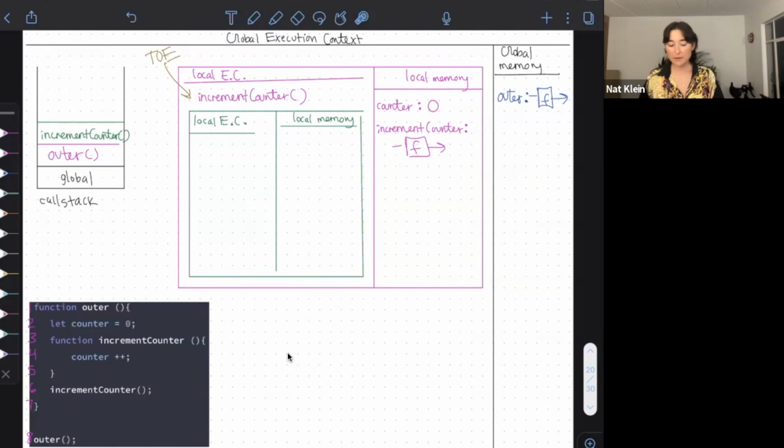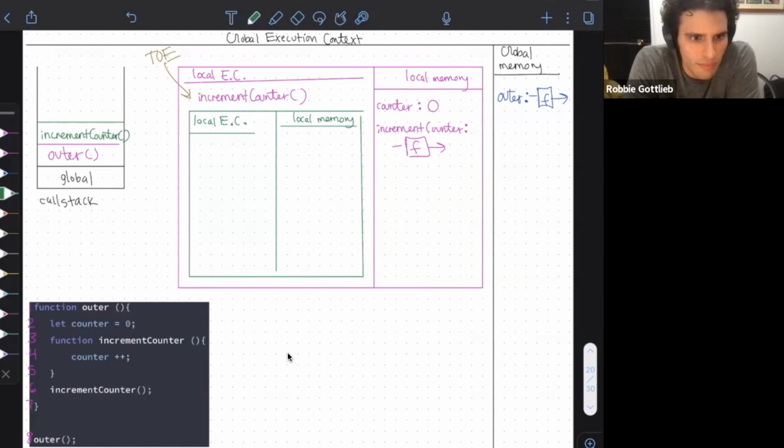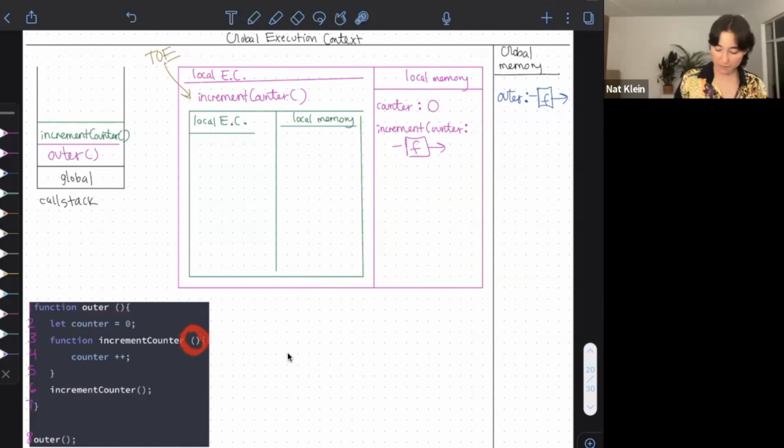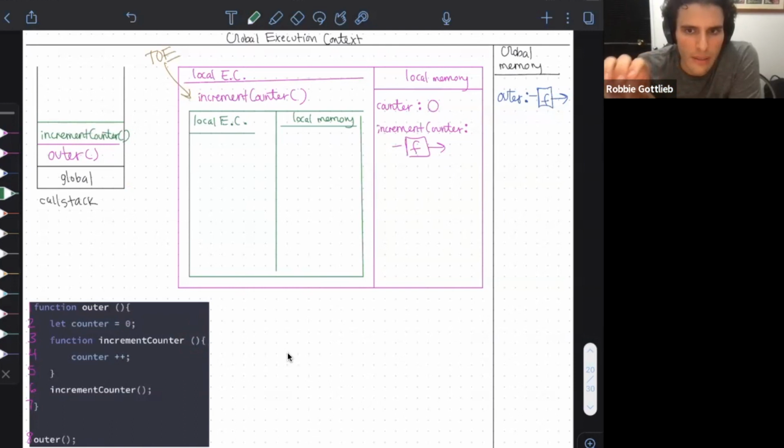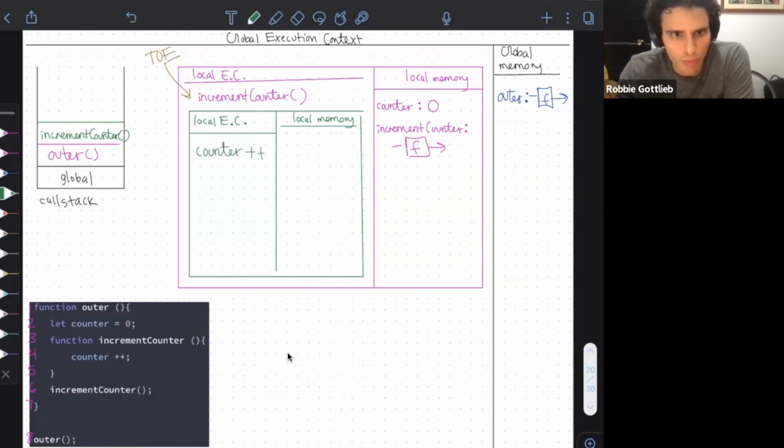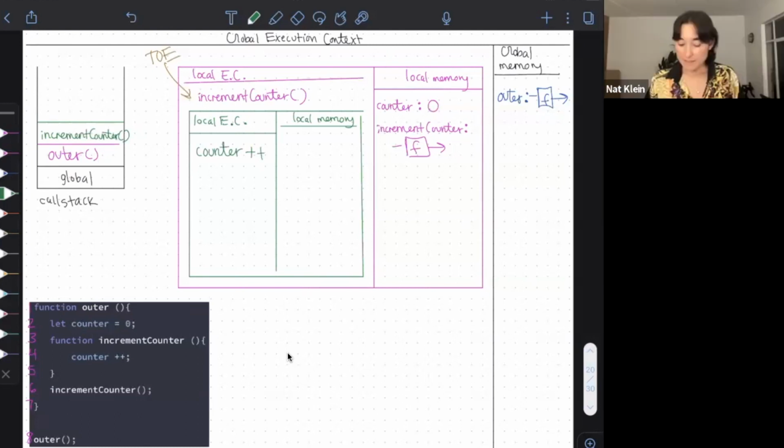All right, awesome. So we are now inside of increment counter. Does increment counter have any parameters? No, it doesn't. There's nothing in these parentheses after the label right there. Correct. So what is happening in the function body of increment counter? It's going to look at counter, which exists in the super local memory, and it's going to add 1 to it. Yes. So that is totally correct.